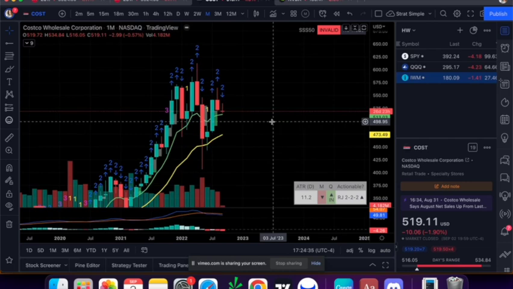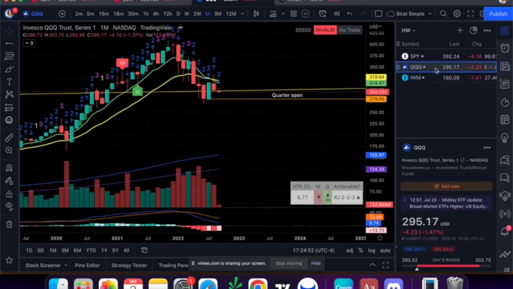Wait, it is? It must not be a big part of QQQ. How did I miss that? Hold on, I may have missed that. Oh, it is 2% of the Qs. That's right. The charts kind of look exactly alike. If you look at them, it kind of looks like it. Yeah.